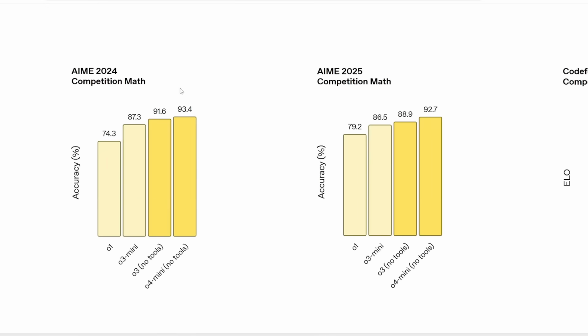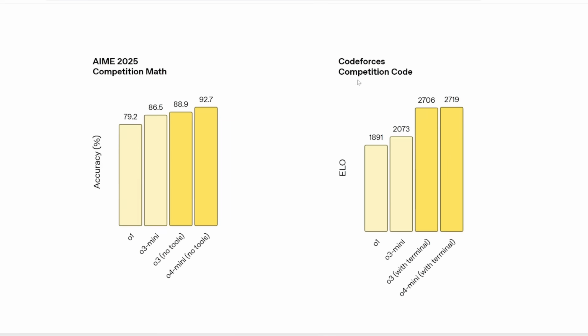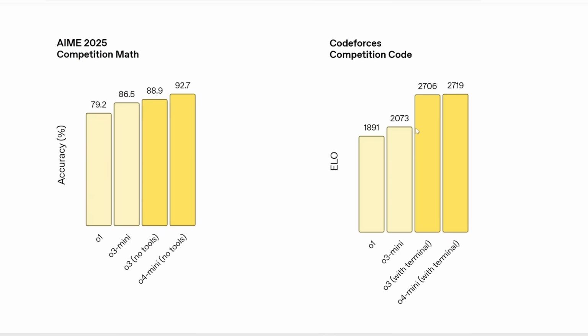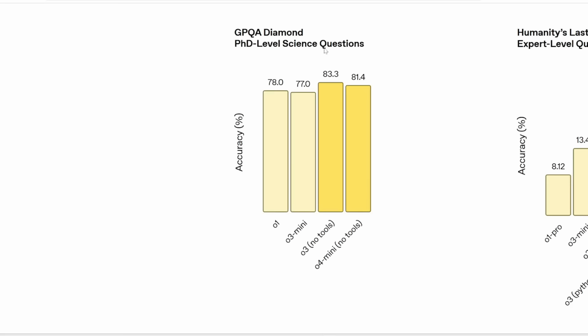Notice also that the max you can get for the AIME benchmark is 100%, so we are really close to saturating this benchmark already. Also note that for competitive coding, this is a huge jump by over 700 ELO points compared to O1 and O3-mini. So it's particularly impressive in terms of competitive coding. In terms of graduate level science questions, the improvement isn't as much.